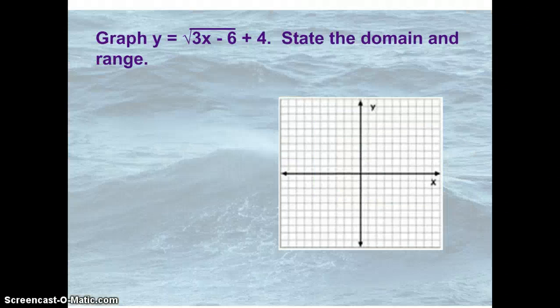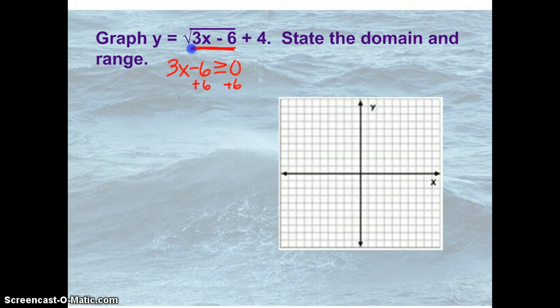All right, let's try this process again. We've got a new equation, y equals the square root of 3x minus 6 plus 4. We need the domain and the range, and we need to graph it. Our first step, we know that underneath the square root cannot be negative. So 3x minus 6 has to be greater than or equal to 0.